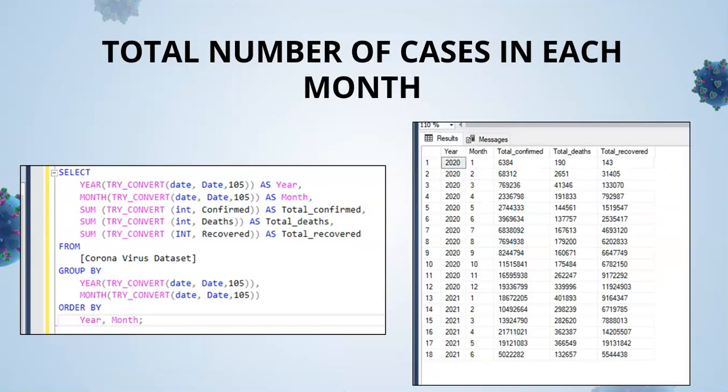Here, the total number of cases in each month. This function extracts the year and month from the converted date values in the date column, and then it calculates the total number of confirmed, deaths and recovered cases for each month and year. So here the group by clause groups the data by year and month extracted from the date column, and the order by clause sorts the result set in ascending order based on specific columns.